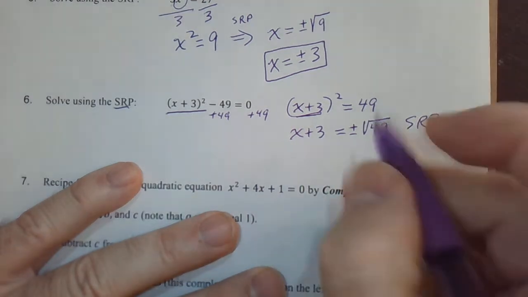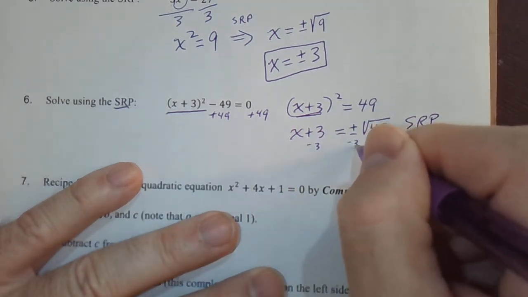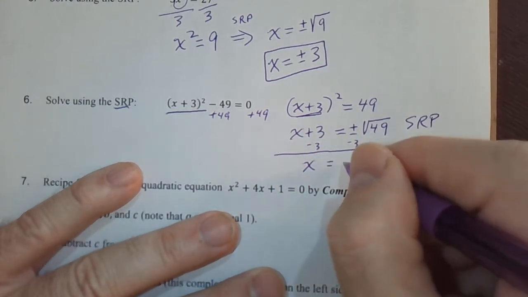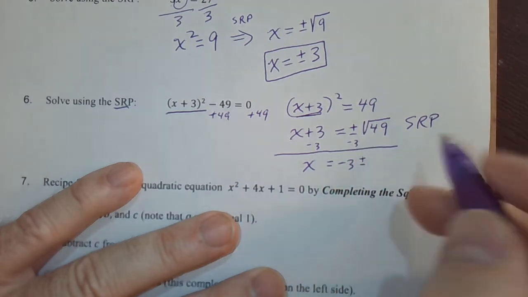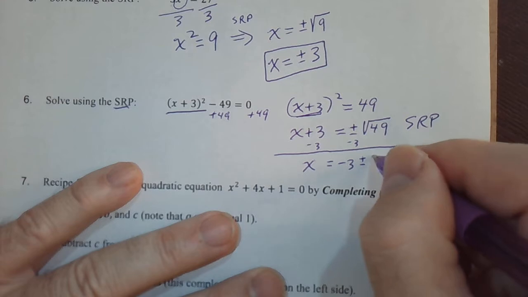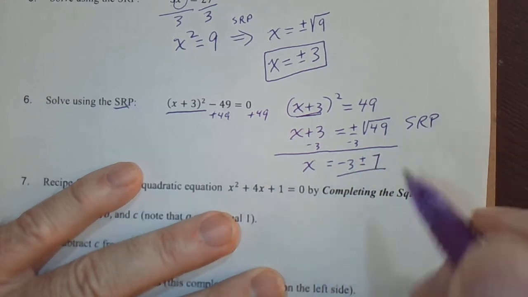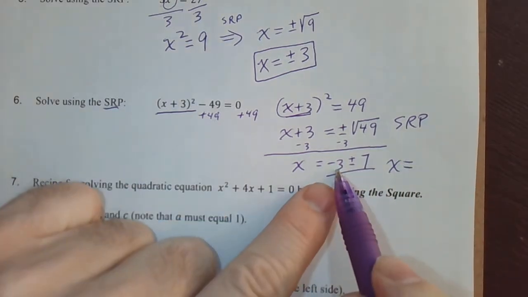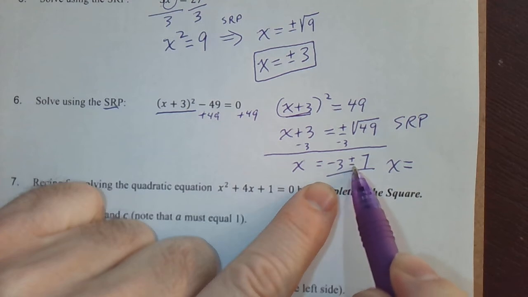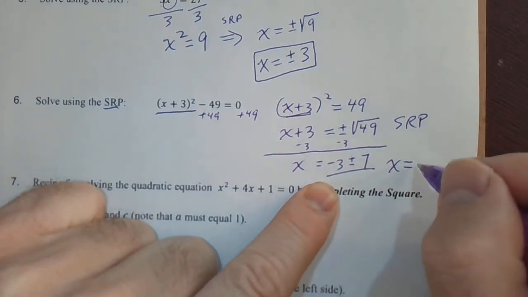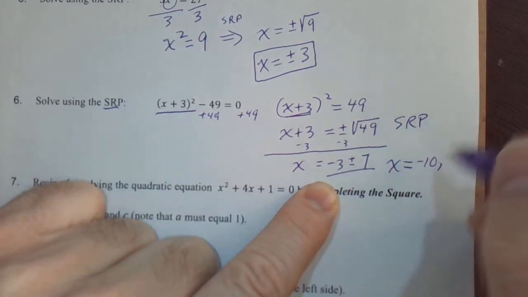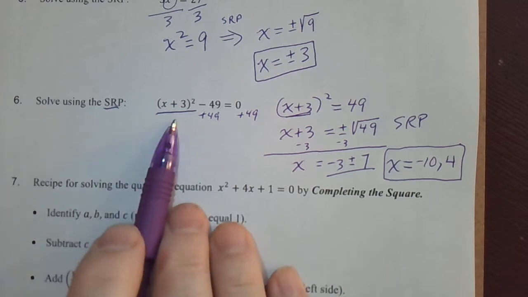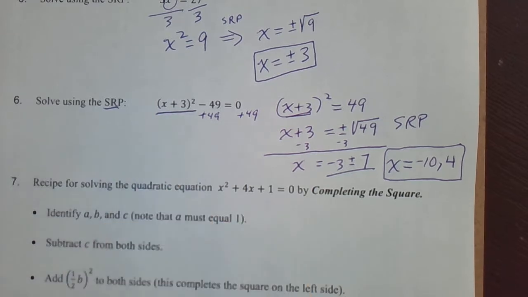Now we will subtract 3 from both sides, and we're going to get x all by itself. It's going to be negative 3 plus or minus radical 49, which is 7. This is our answer, but we can easily simplify that. x equals negative 3 plus 7 and negative 3 minus 7. So negative 3 minus 7 is negative 10. Negative 3 plus 7 is 4. And that's our solution to this quadratic equation using the square root property.